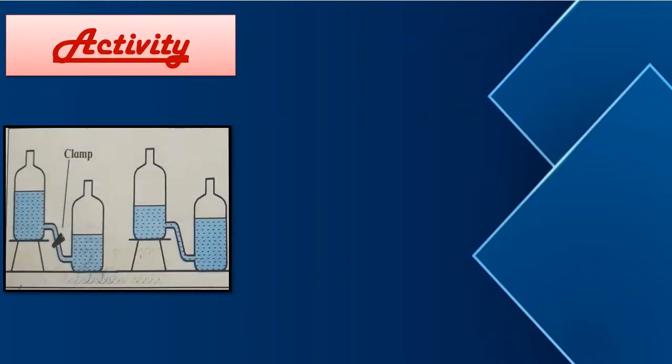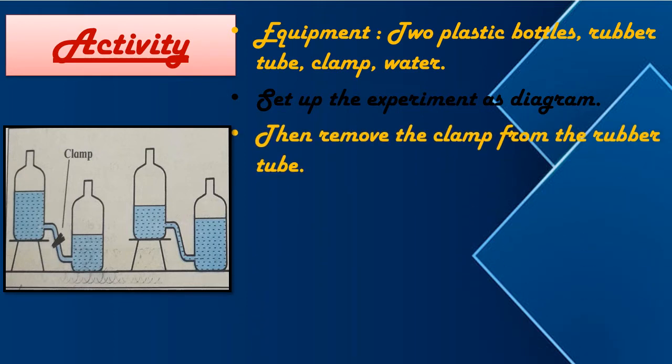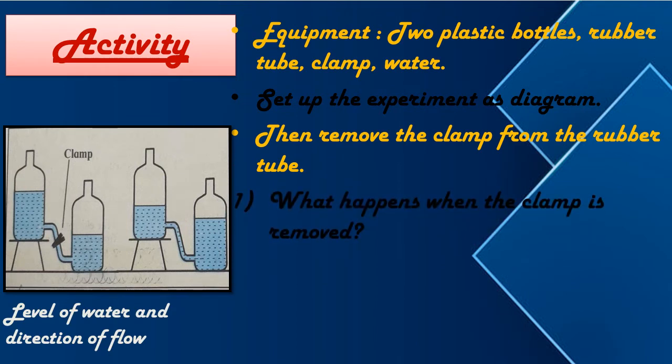Let's move further. Here one activity is given in our textbook, in which this is a diagram of the level of water and direction of flow. The equipment needed: two plastic bottles, a rubber tube, a clamp and water. The clamp is just to block the tube. We need to set up the experiment as shown in the diagram, and then remove the clamp from the rubber tube.